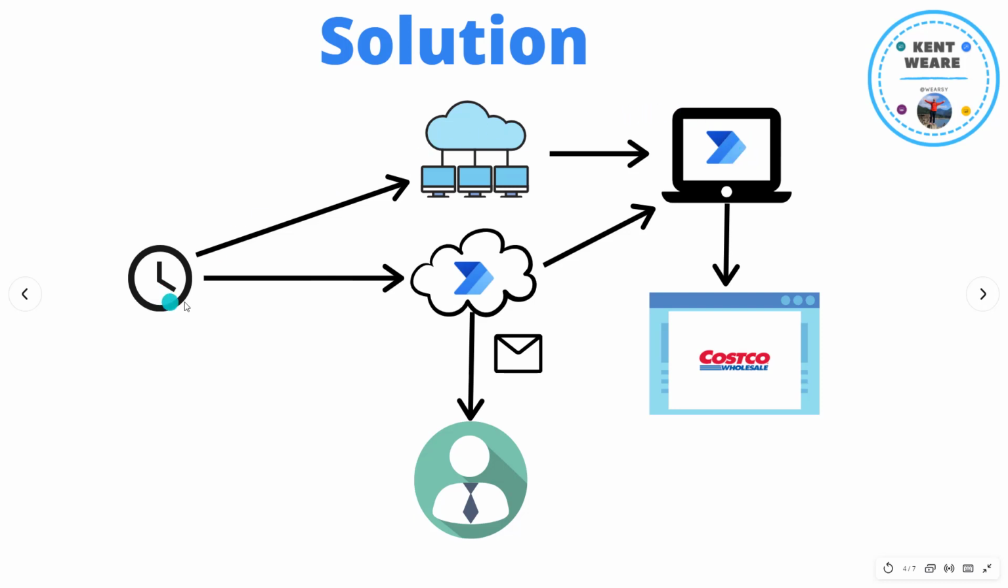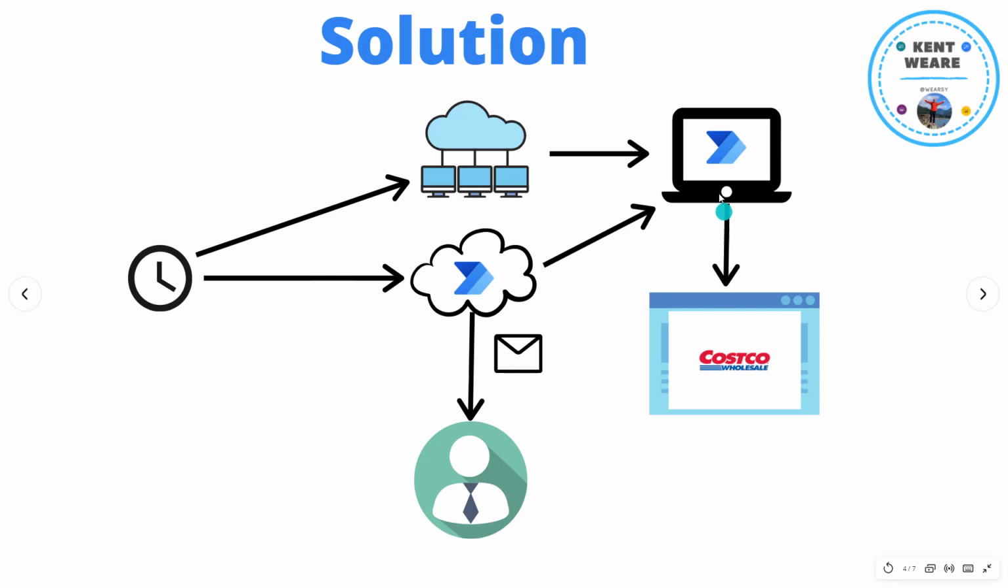Now, the second schedule I have is essentially my Cloud flow. So this is going to run every day at 10 a.m. And what it's going to go ahead and do is it's going to make a call down to Power Automate Desktop. And it's going to instruct Power Automate Desktop to go ahead, launch the Costco website, then check to see if we have an item that is in stock. And I'll show you how I detect that in the demo.